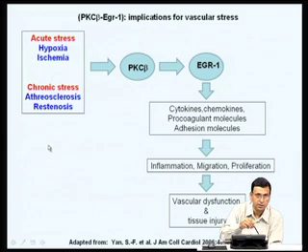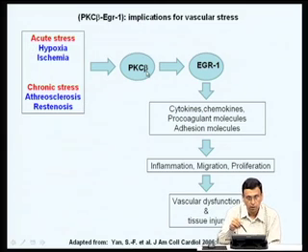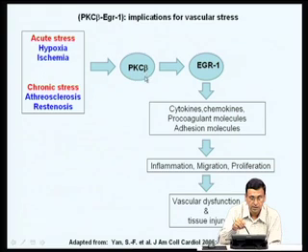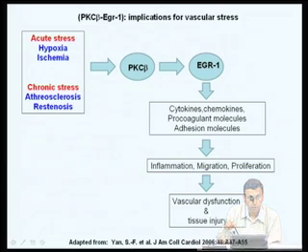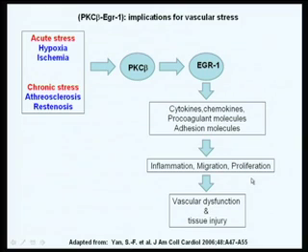All these stress signals activate PKC beta, one of the members of the PKC family of kinases, and PKC beta activation results in the activation of EGR1, which then results in the synthesis of various cytokines, chemokines, procoagulant molecules, adhesion molecules, and so on, leading to a number of pathological processes like inflammation, migration, as well as proliferation, leading to vascular dysfunction and tissue injury. So activation of the PKC signaling pathway through the EGR1 pathway plays a very important role in vascular stress and in managing a number of vascular diseases.